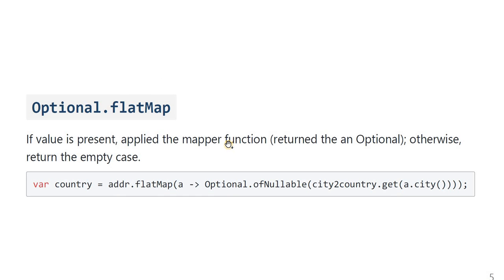So in this talk, we presented the big issue in Java before Java 8, which is NullPointerException, and the solution proposed in Java 8, Optional, and its commonly used functions like ofNullable, map and flatMap.